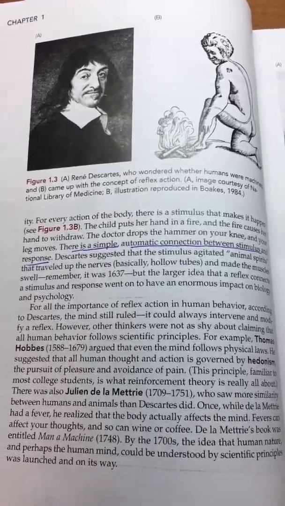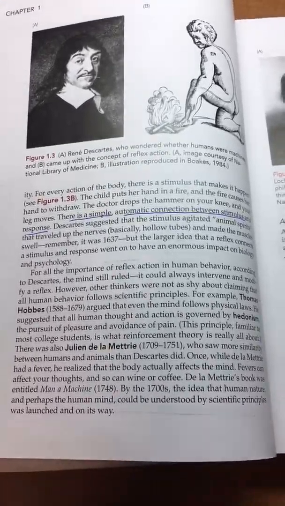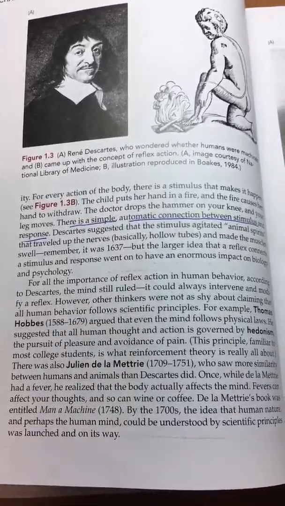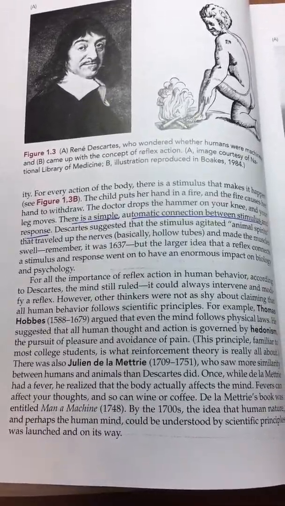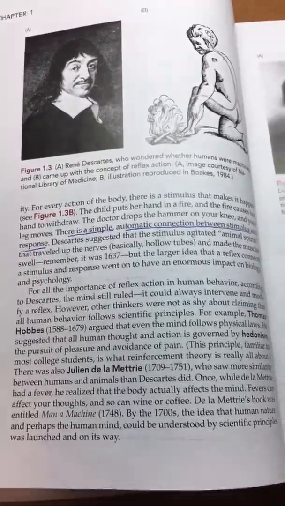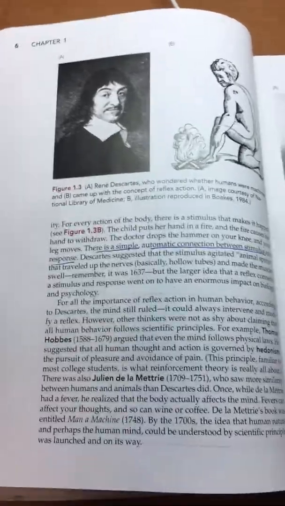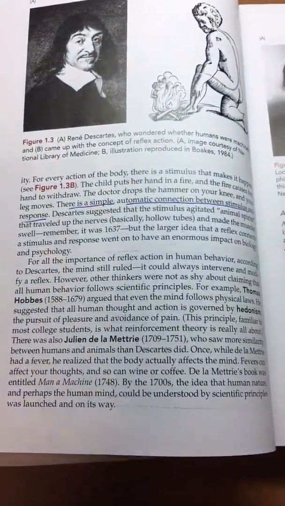move, obviously. We then move on to someone else called Thomas Hobbes, who explained that the mind follows physical laws, and he explains something called hedonism, which is the pursuit of pleasure and the avoidance of pain.